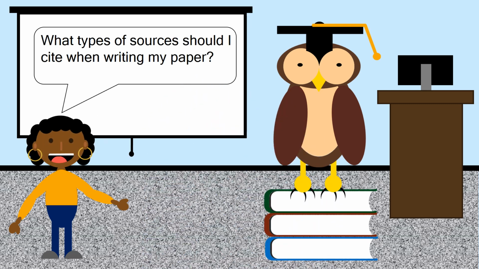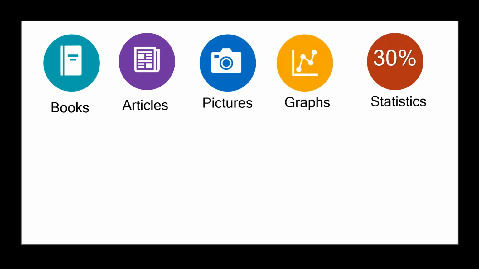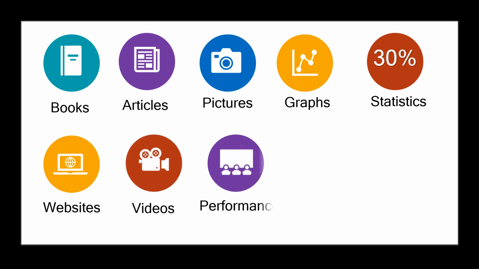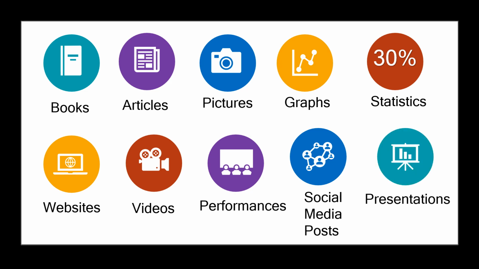What types of sources should I cite when writing my paper? A few examples of things you need to cite are books, articles, pictures, graphs, statistics, websites, videos, live performances, social media posts, and presentations.